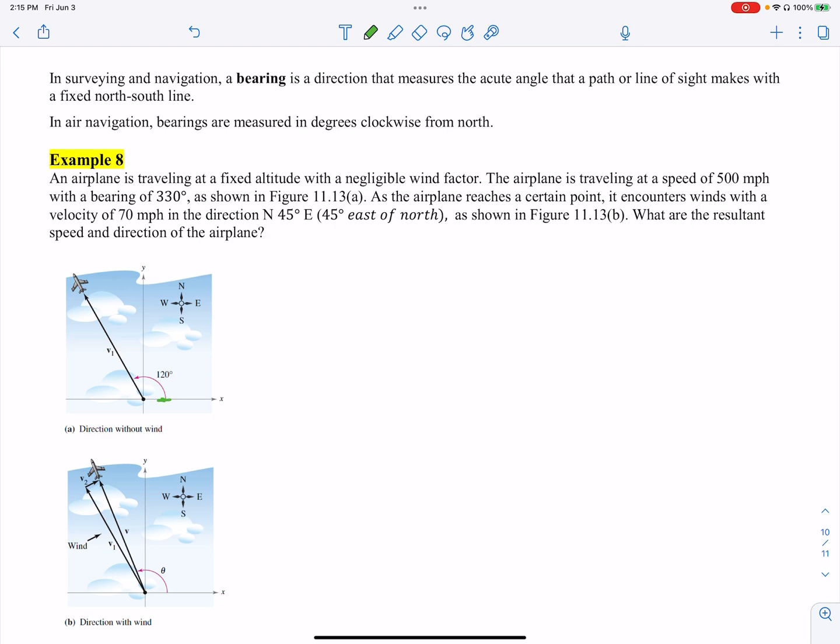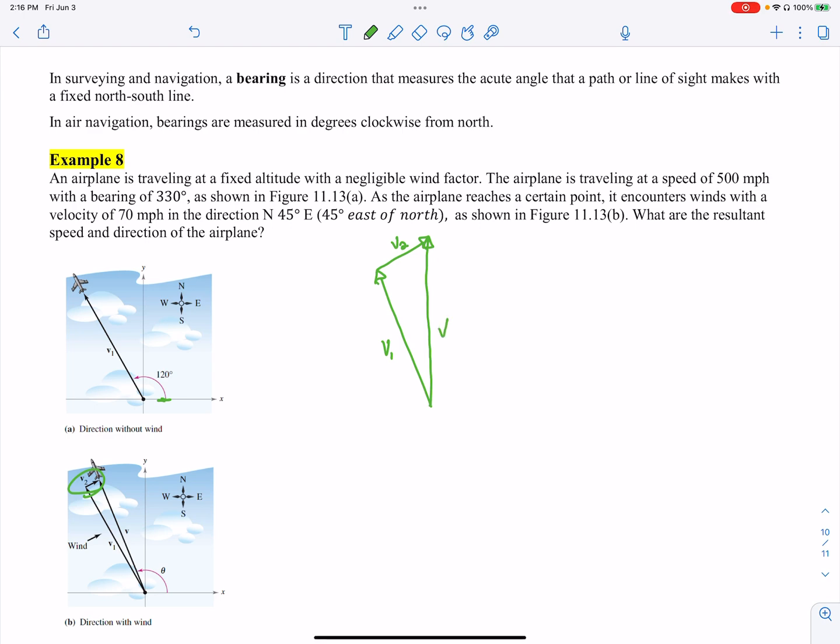And it says, as the airplane reaches a certain point, it encounters winds with a velocity of 70 miles per hour in the direction of north 45 degrees east. So it's 45 degrees east of north. So if you look at V2 here, if it is 45 degrees, I'm going to draw another picture just to kind of help us out. Here's V1. V2 goes like this. And then we have our resultant vector, and it makes sense: if an airplane is flying along V1 and V2 comes in, it would push it, make it come this way.